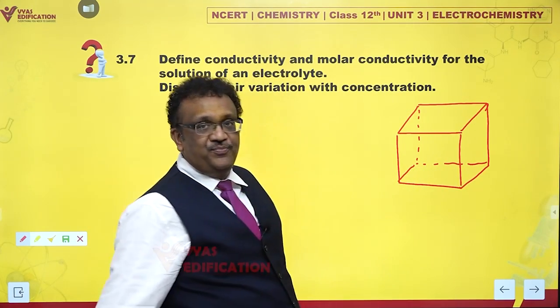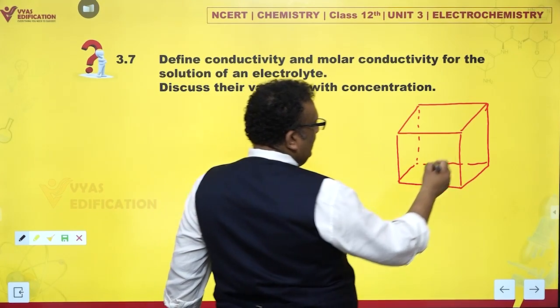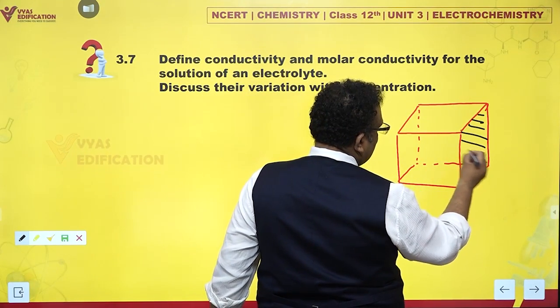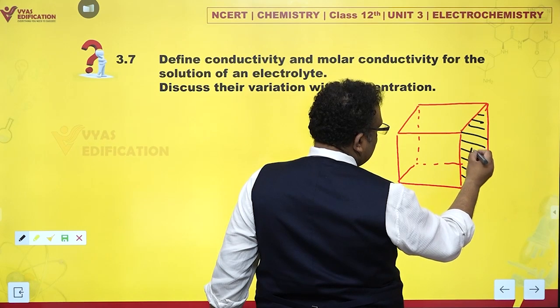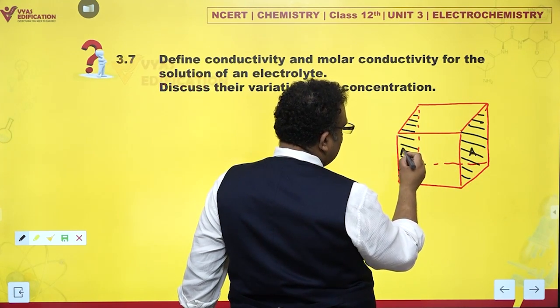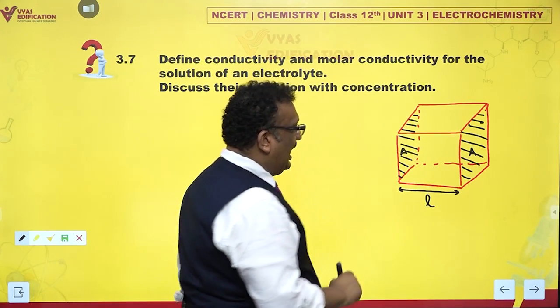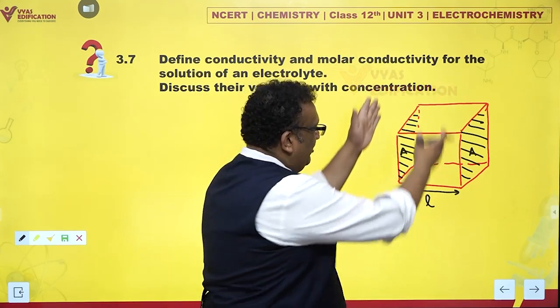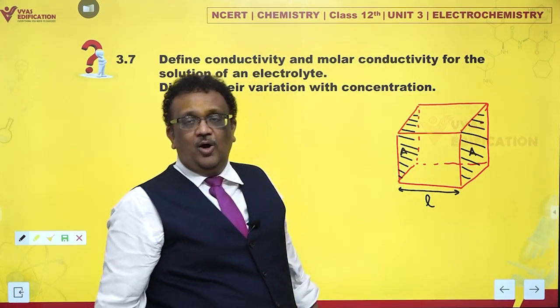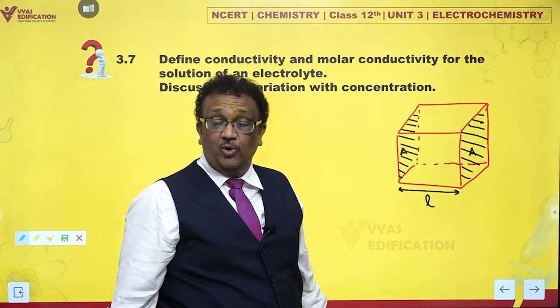This is the way, right? It could very well be a cuboid, no issues. There is some area of cross section here. Yes, the same area is on the side, of course. And there is some separation L, length L, in between these two parallel opposite faces of the cuboid.